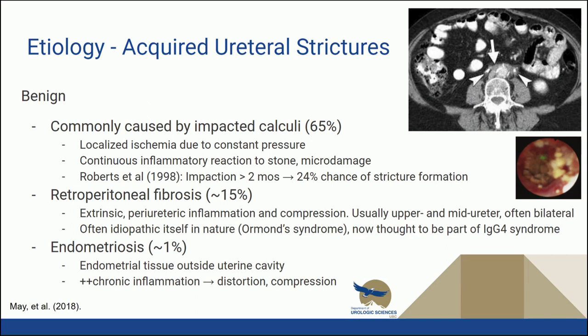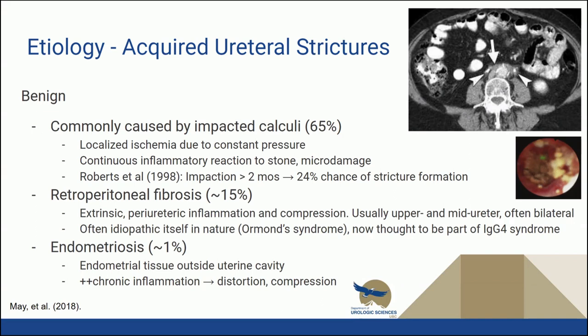So thinking back to our slides on histology, this is likely due to localized ischemia resulting from the constant pressure of the stone against the walls of the ureter, ultimately leading to compression of the microvasculature followed by ischemic stress on the cells as well as cell death. It's also thought that there's some microtrauma caused by the stone, which leads to a direct local inflammatory reaction to the foreign body. And then finally, signaling of the pro-fibrotic and inflammatory pathways eventually leads to an increased risk of stricture formation.